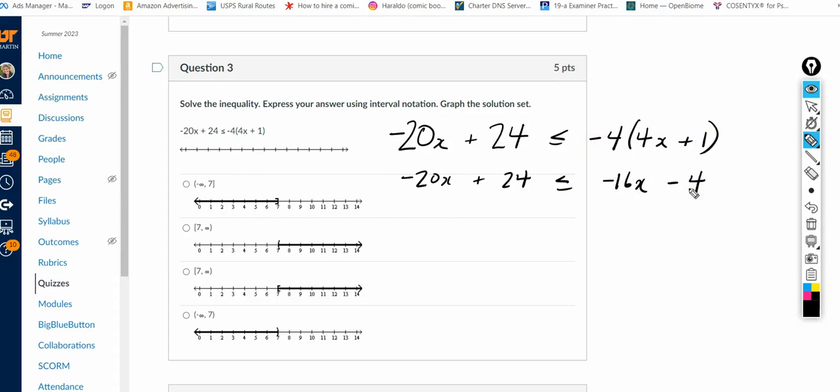Now, the strategy is the same as the previous problem. Get everything with x in it on the left-hand side, and then get eventually x by itself on the left-hand side. And that will give us our answer when we only have one symbol that we're dealing with. Okay, so the next thing I'm going to do is to add 16x to both sides. So these will cancel. Negative 20x plus 16x is negative 4x.